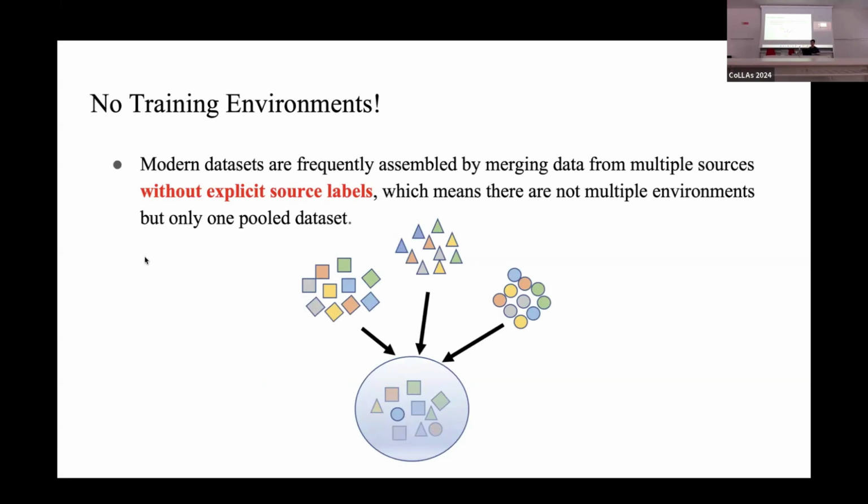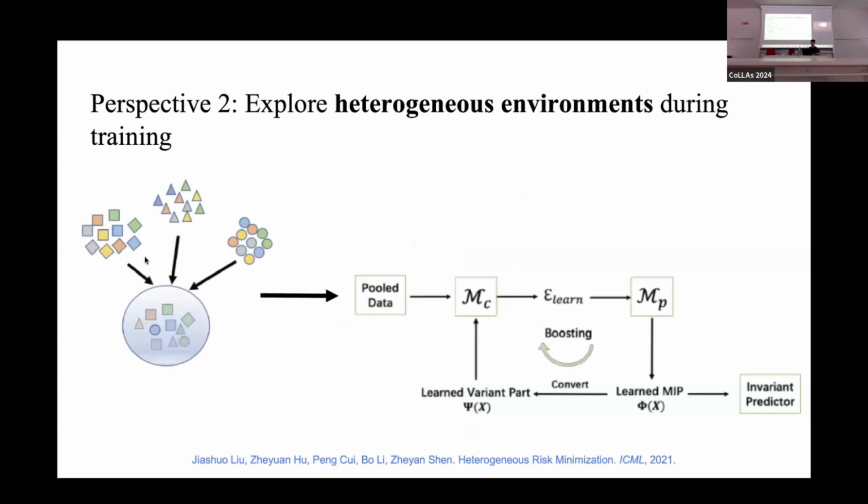Which means that there are not multiple environments, but only one pooled data set. Also, we do not know how to define a good environment, because maybe it's not ideal to give the source label as the environment label. Therefore, the second perspective of our tutorial is to explore heterogeneous environments during training.